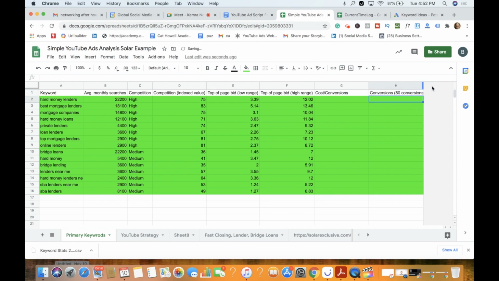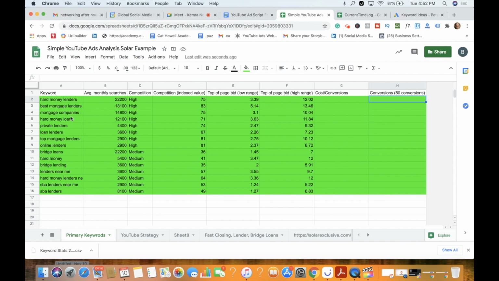If you don't get 50 conversions from any of these keywords, then that's letting you know that either that keyword's not relevant, or there's not enough people searching for it, or it's not driving leads or sales for you. So then you pause it and you go and do this again.